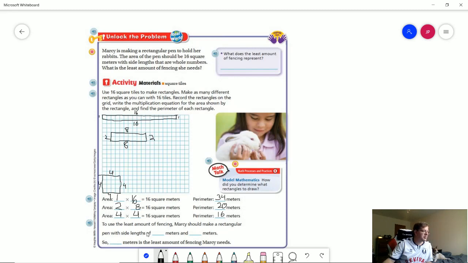So to use the least amount of fencing, we would want to use this one right here, and that would give us 4 meters and 4 meters. And so that would give us 16 total meters for the amount of fencing. So that is the last kind of task that we work with perimeter and area. And that's the one that usually ends up showing up on the state test at some point.